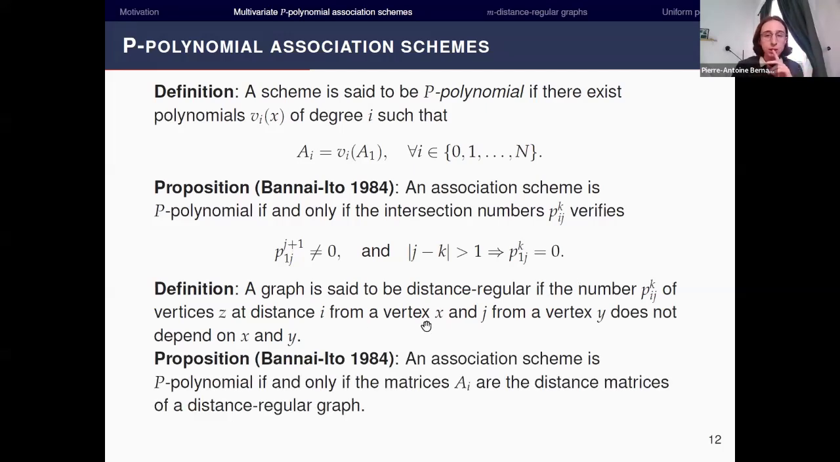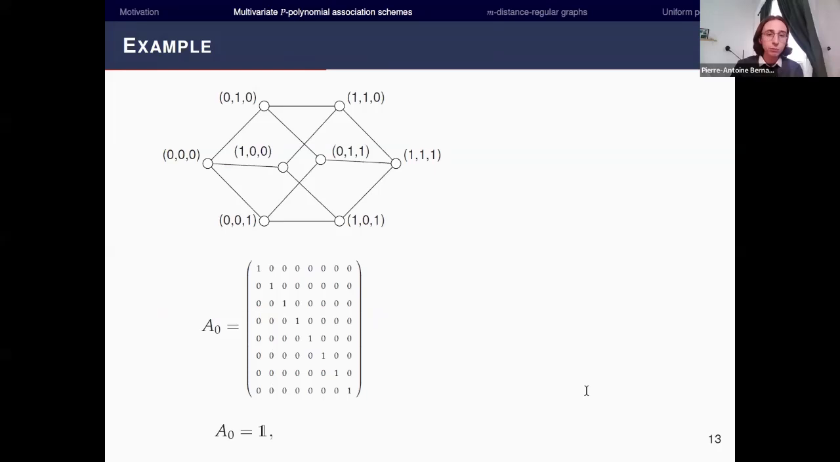And there is a proposition that makes a correspondence between a P-polynomial scheme and a distance regular graph. Basically, if you have a P-polynomial scheme, the first adjacency matrix A1 is the adjacency matrix of a distance regular graph. And if you have a distance regular graph, you can look at all the distance matrices, and it will give you a P-polynomial scheme. So it goes in both directions. This is a well-known story. We can illustrate everything again in an example.